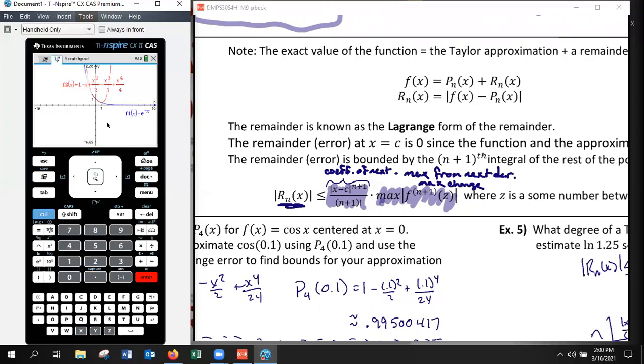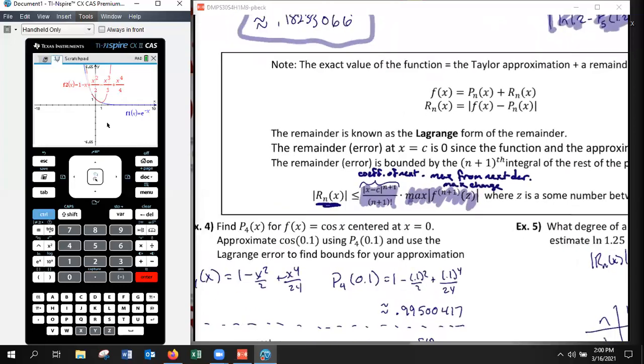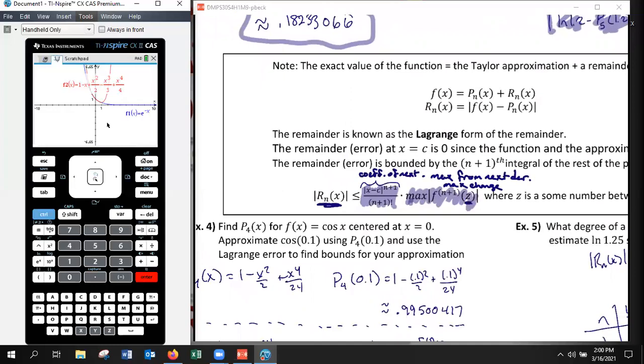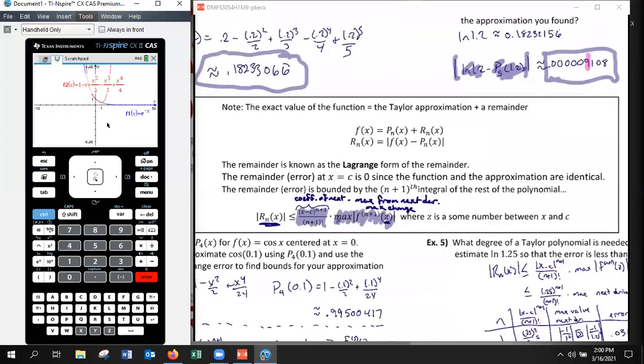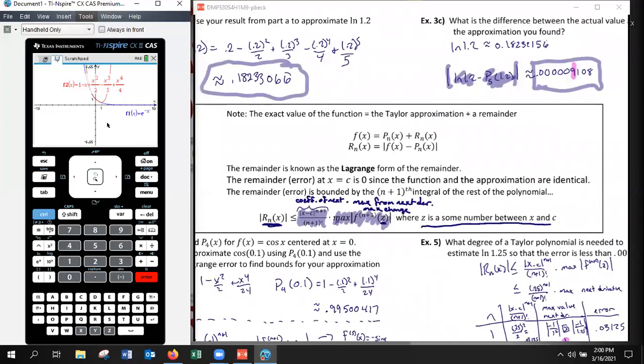So the coefficient of the next factorial, or next term, times the max value, that we do have this z in here, and this z throws some people off. Z is some number between x and c. So basically, what's the greatest amount of change from our polynomial? Like we did have cosine of x that we measured up to a certain point. If you remember, our graph kind of looked like that. So we want to know what's the maximum change between those 2 points, between the point that we have and the point that we're approximating.